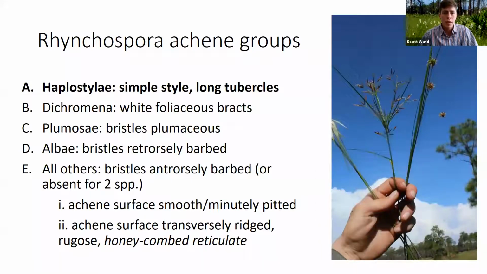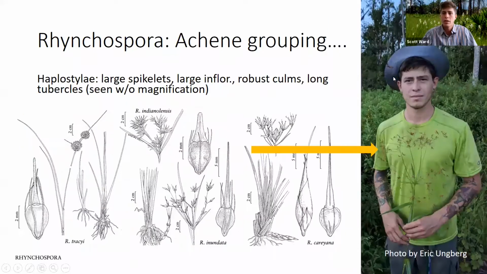So the first group is Haploid Stylee. They have simple styles and really long tubercles. So these two species right here, you can see they're quite large. Here's a picture taken a couple years back. This is the culm of, can't remember if it was Rhynchospora inundata at the time, but one of the members of this group, and you can see it's almost as tall as me.